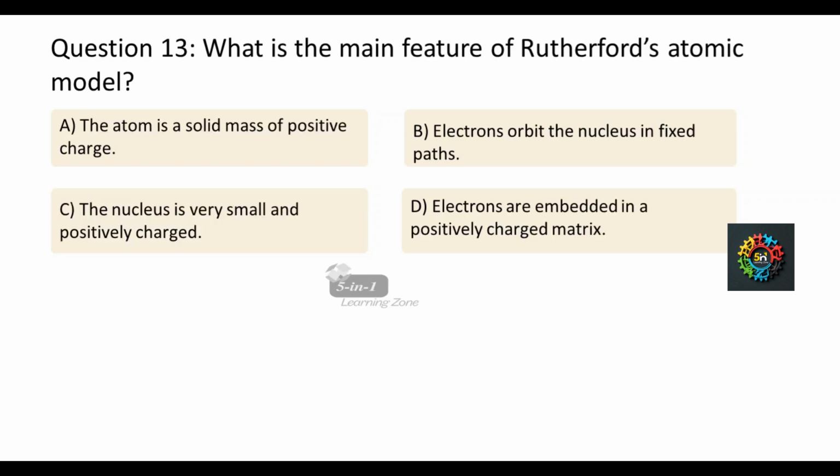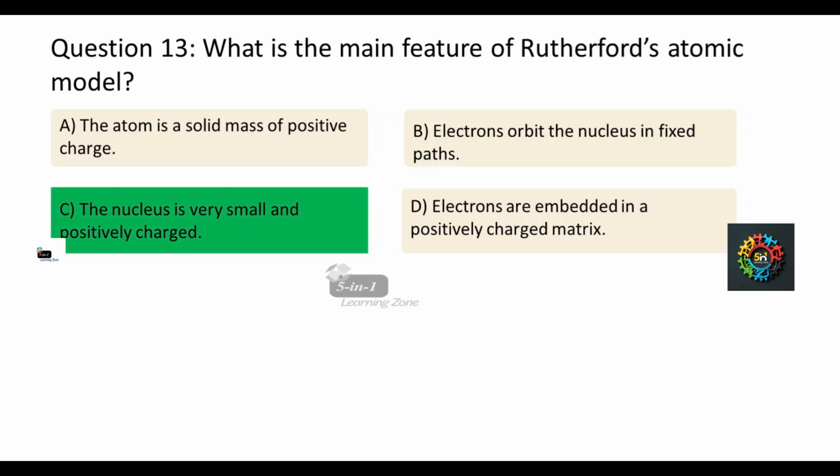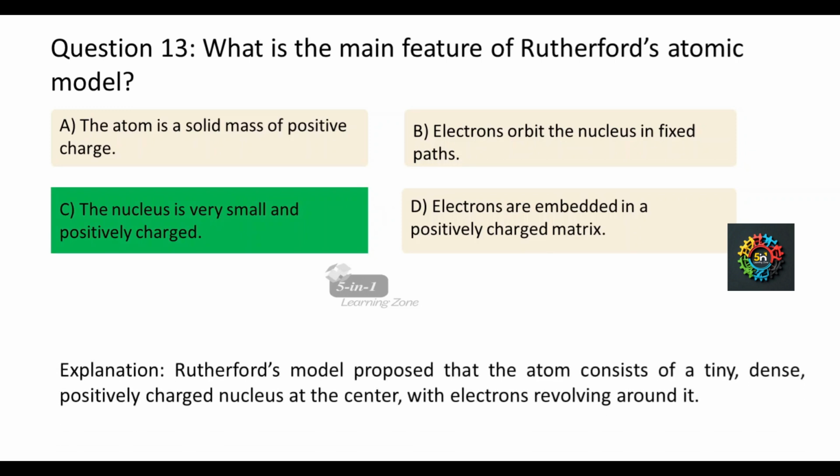13. What is the main feature of Rutherford's atomic model? Answer: C. The nucleus is very small and positively charged. Explanation: Rutherford's model proposed that the atom consists of a tiny, dense, positively charged nucleus at the center, with electrons revolving around it.